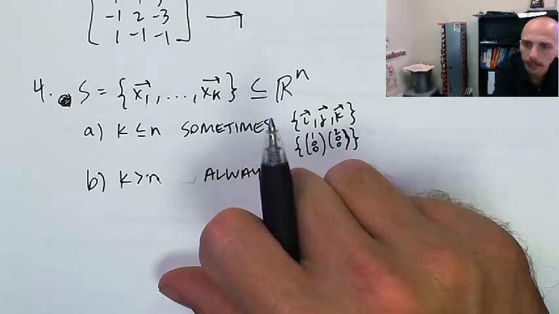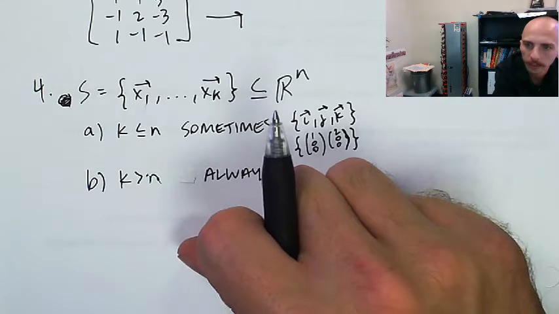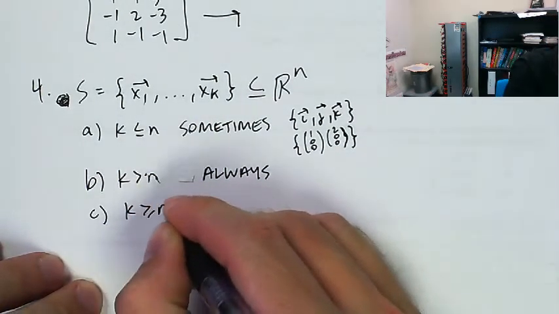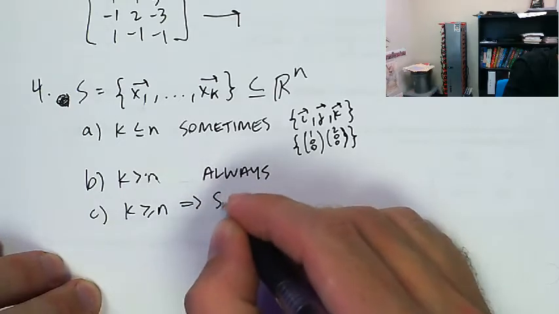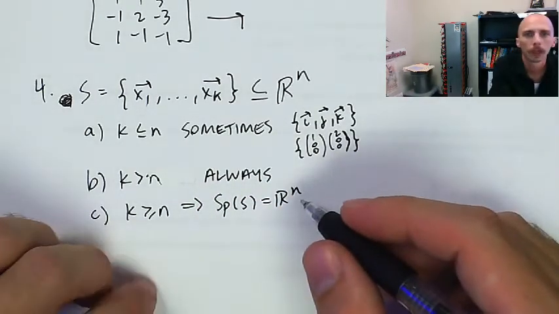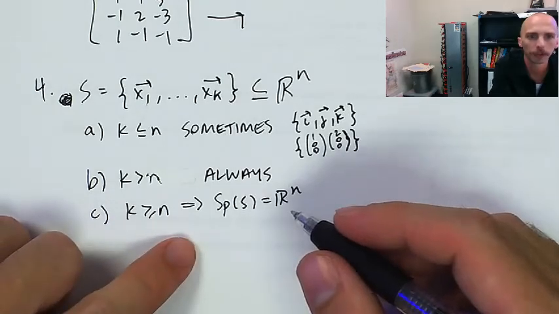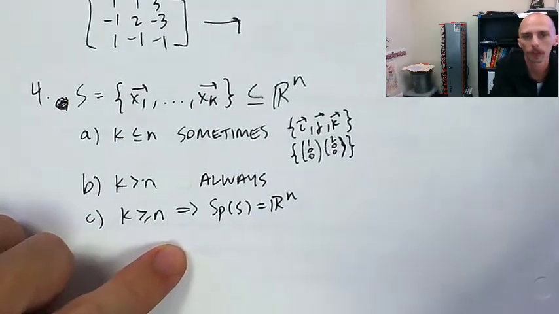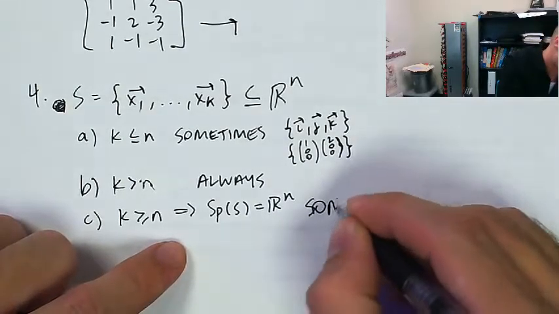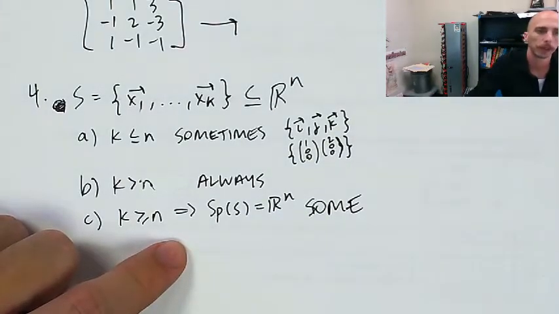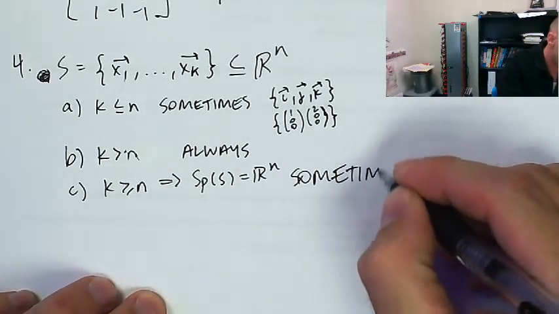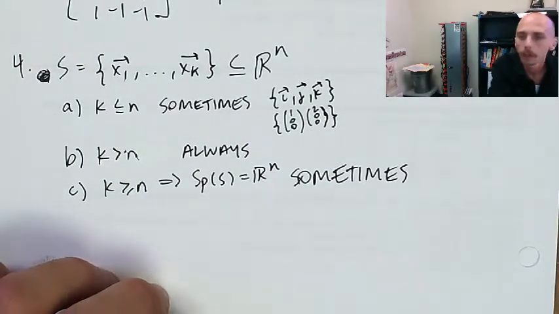If K is greater than or equal to N, then S is a spanning set for Rn. Sometimes. But again, I could have a bunch of redundant vectors and it could possibly not fill up the whole space. So that's sometimes. I lost my place, but I think I'm in the middle of writing sometimes there.